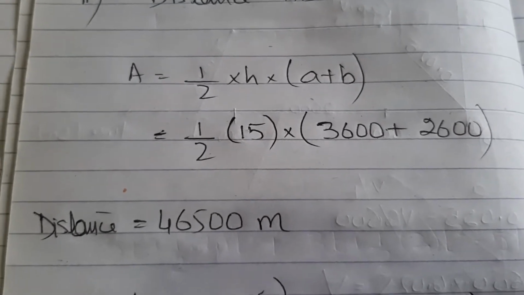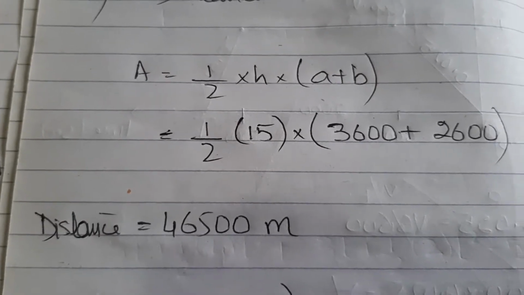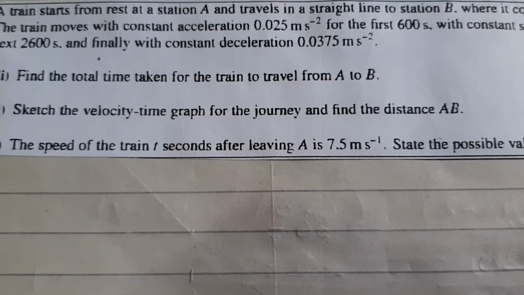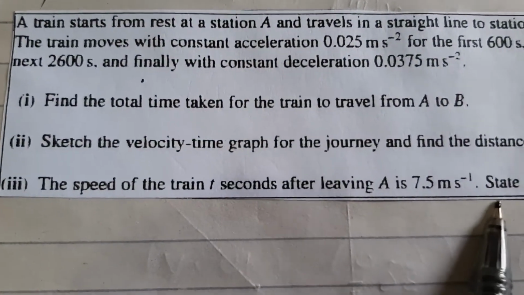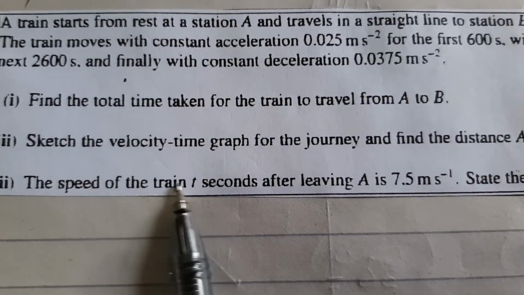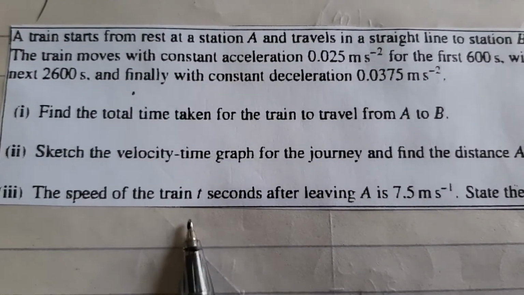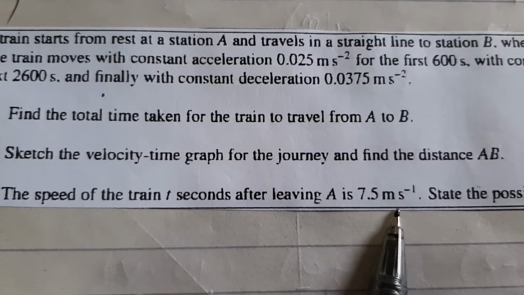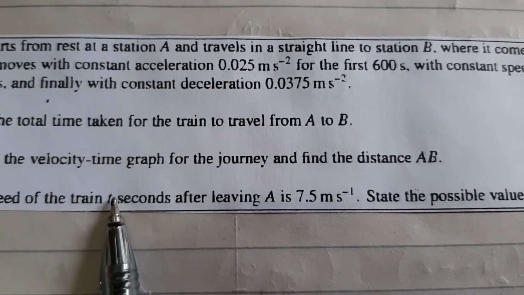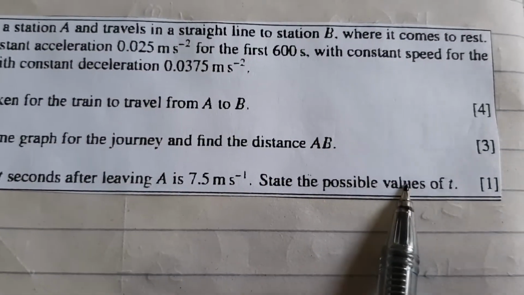Now the second part of the question is saying, let me show you the question, so that you can visualize the problem first, and then I'll show you on the sketch. Okay, so question is saying in the last part, the speed of the train is this at t seconds later after leaving A. So once journey starts, the train reaches velocity 7.5 meter per second. So what is the time in seconds over there? But here it is saying find the possible values of t.